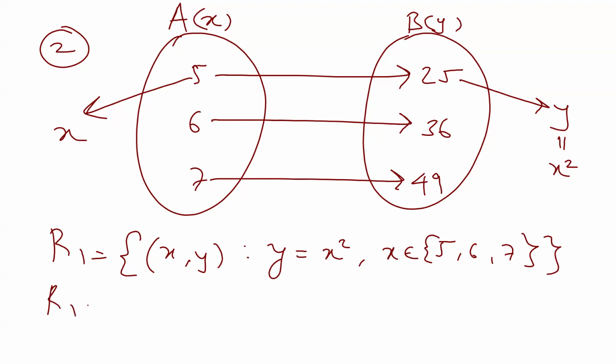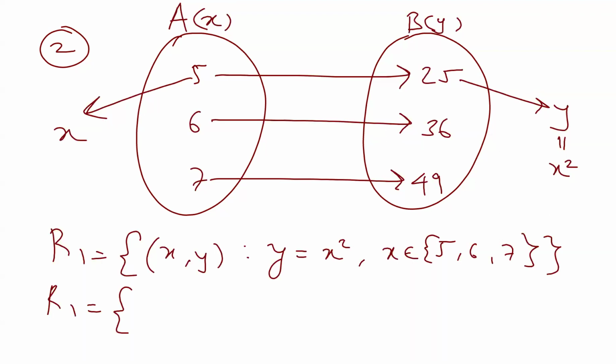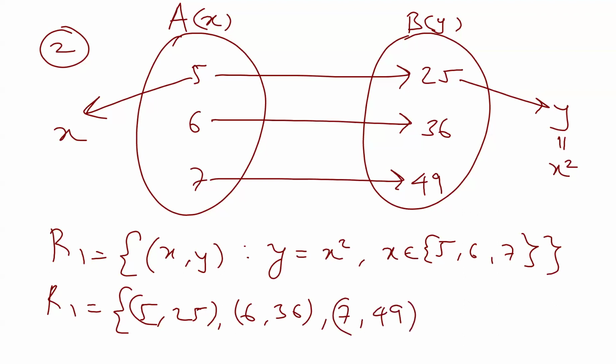Roster form. 5 comma 25. This is the objective manner. 5 comma 25, 6 comma 36, 7 comma 49. Okay, 5 is mapped to 25, 6 is mapped to 36, 7 is mapped to 49. Domain and range I will verbally discuss with you all. So now the domain is 5, 6, 7 and the range is 25, 36 and 49. Fine. Let us proceed with the next problem.